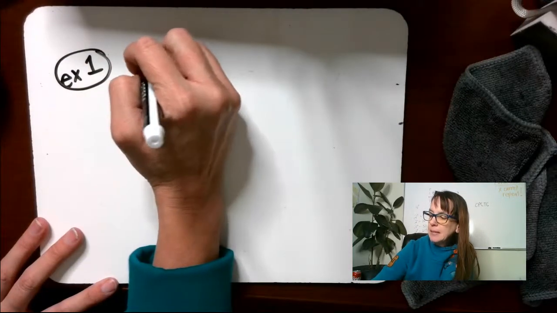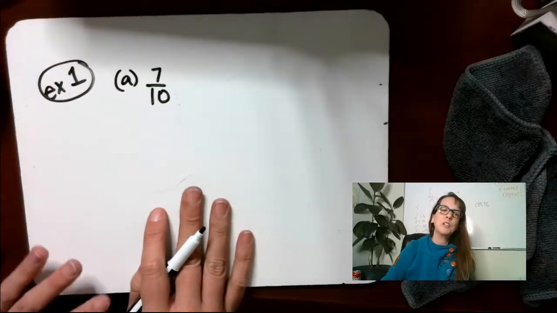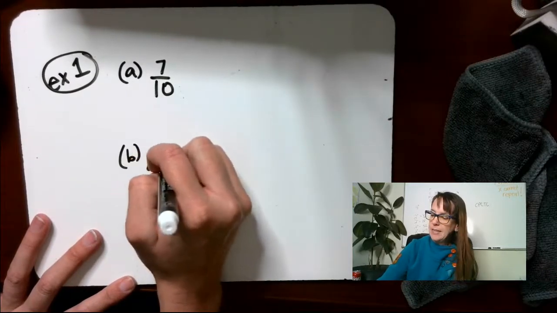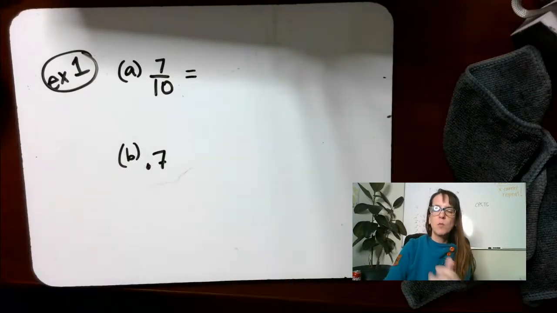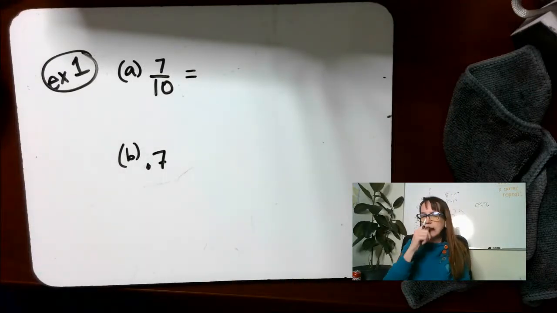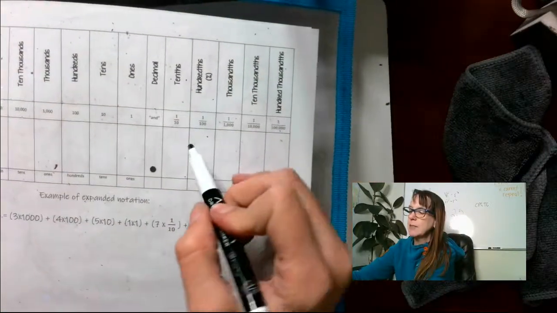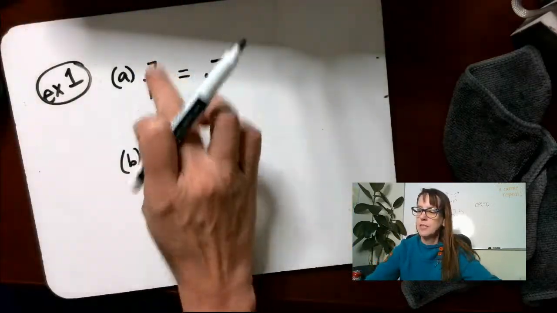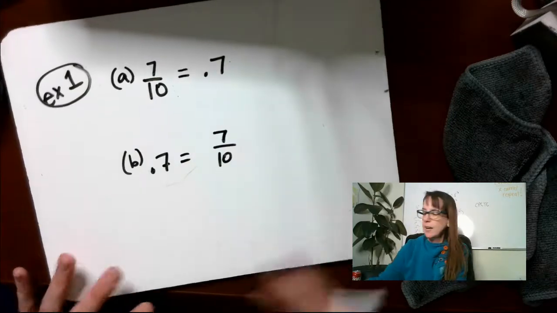First is A, 7/10. Write this as a fraction and as a decimal, right? So we're going to take this fraction and write it as a decimal. Do you see that it's 7/10? Well, that's where it's nice and convenient. 7/10 is just going to be 0.7, because on my little chart here we would have a 7 right here, and it would be 7/10. It's said the exact same way.